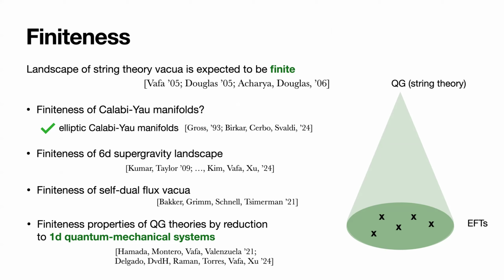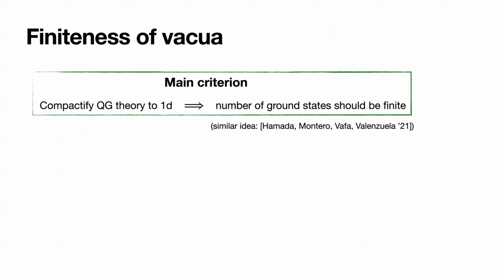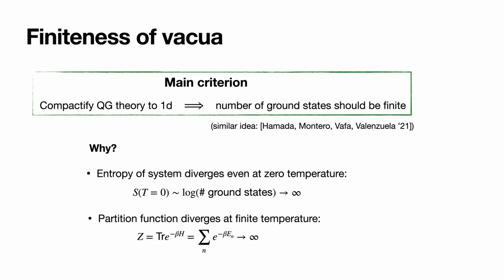And also there's a mathematical proof of finiteness of flux vacua. But what I'll rather talk about today is a very particular notion of finiteness, where we'll look at quantum gravity theories or reduce them down to 1D quantum mechanical systems, and we'll demand finiteness properties of the amplitudes of this theory. Particularly, we'll demand that the number of ground states of this 1D quantum mechanical system should be finite.